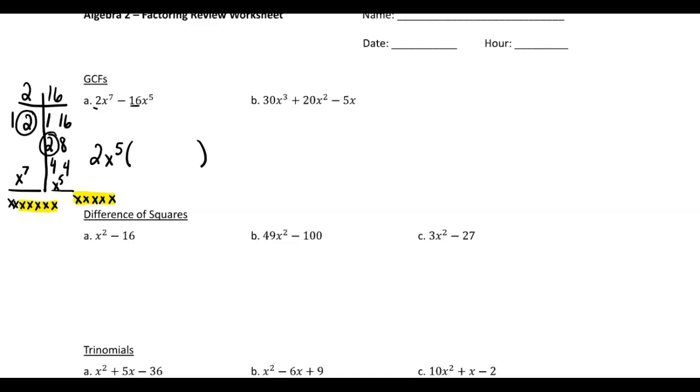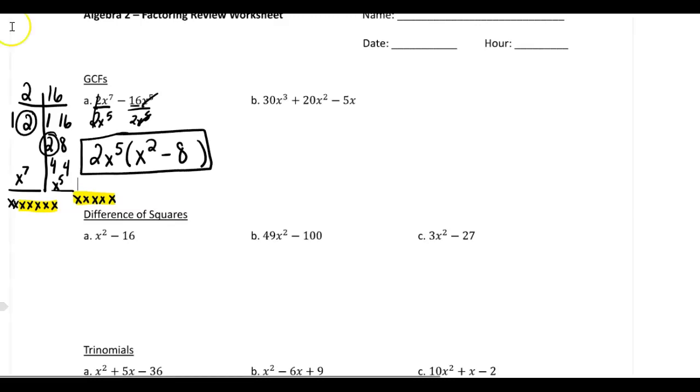Now, when you factor by a GCF, what you're really doing with factoring is you're undoing multiplication. So you can divide out the 2x to the 5th. And so 2 divided by 2 is 1. X to the 7 over x to the 5th is x squared. Negative 16 divided by 2 is negative 8. And x to the 5th over x to the 5th is 1. So that's why it cancels out, because it makes 1. And this is our answer right here.